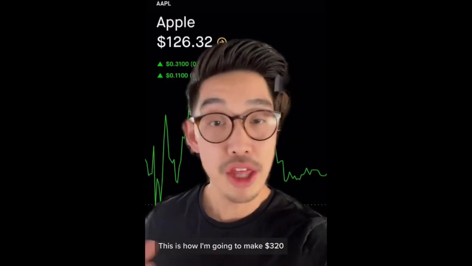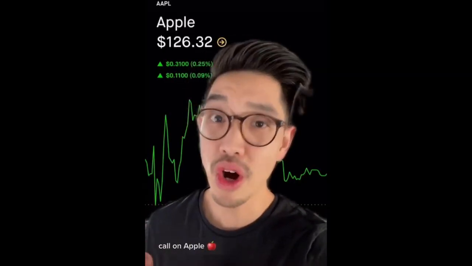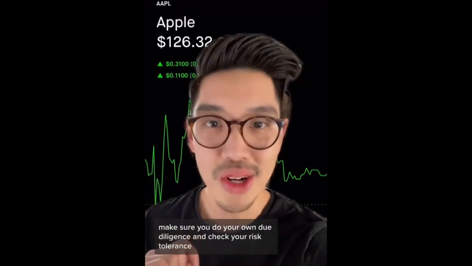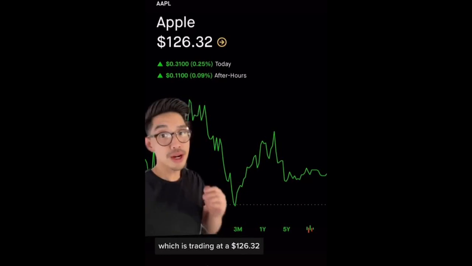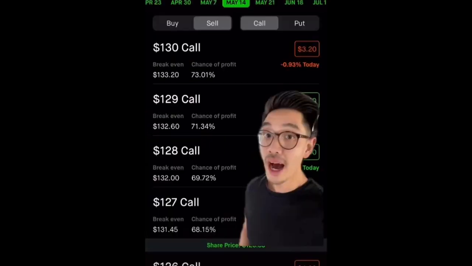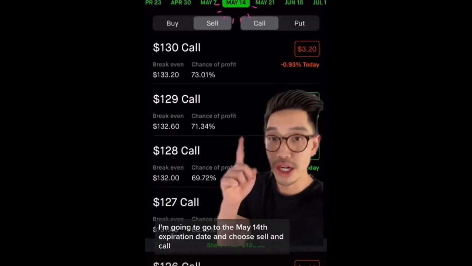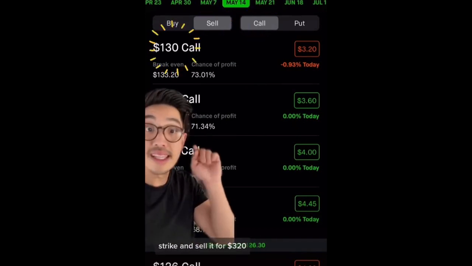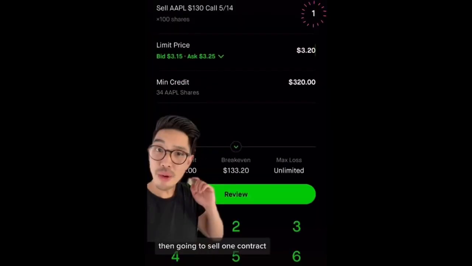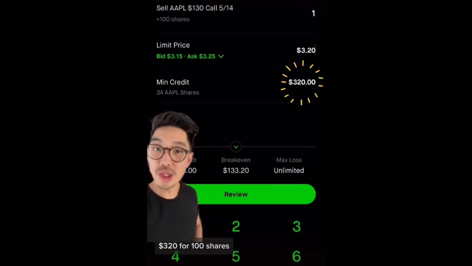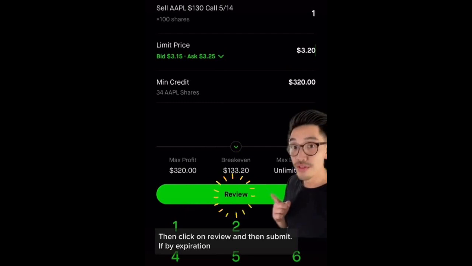This is how I'm going to make $320 by selling a covered call on Apple. Like with any other trade, make sure you do your own due diligence and check your risk tolerance. Step 1, I'm going to go to Apple, which is trading at $126.32, and I'm going to click on trade. I'm then going to buy 100 shares and then click on trade option. I'm then going to go to the May 14th expiration date and choose sell and call. I'm going to select the $130 strike and sell it for $320. I'm then going to sell one contract and set my limit price to $3.20 or $320 for 100 shares. Then click on review and then submit.